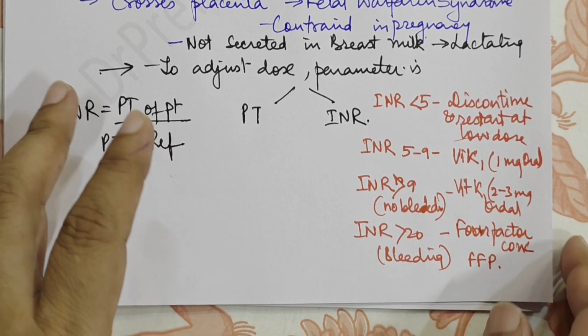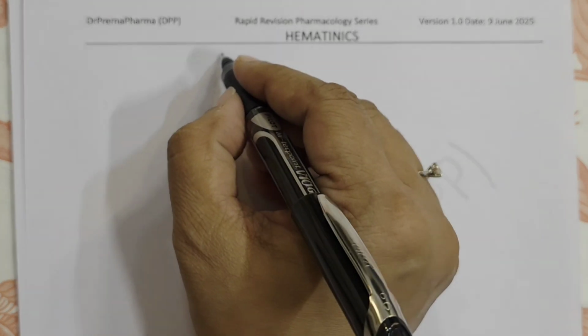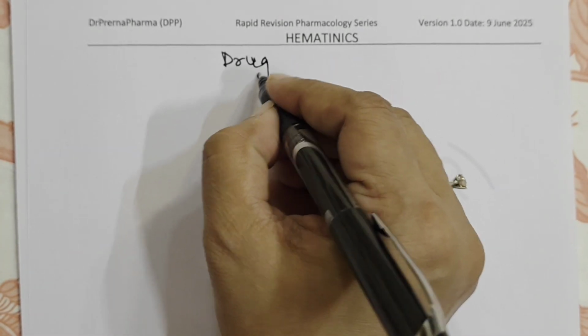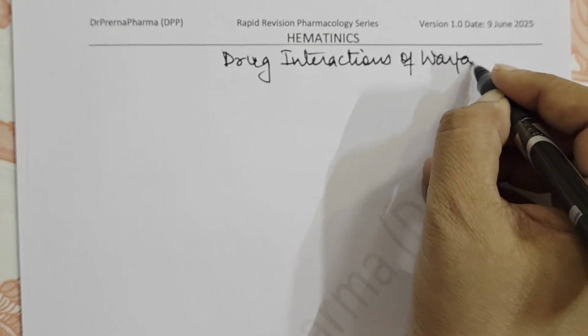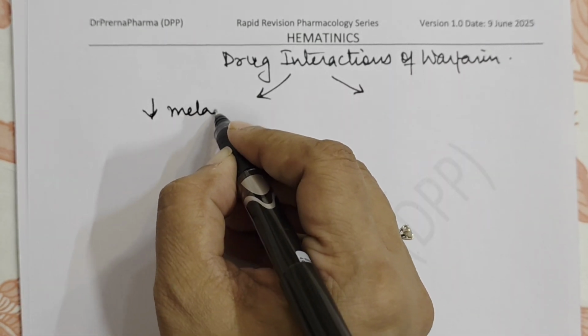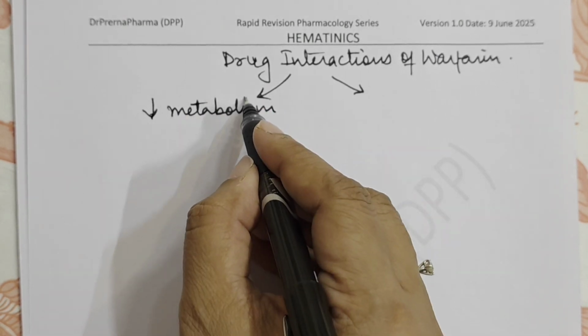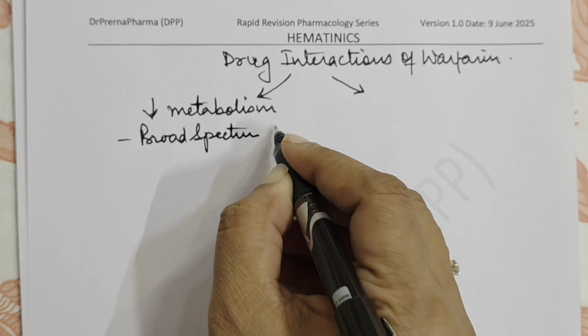Now let's see the interactions of warfarin. Warfarin is very, very famous for its interactions. Now what are the drug interactions of warfarin? Drugs which inhibit the metabolism, that is, which will inhibit the enzyme. In this we have broad spectrum antibiotics.